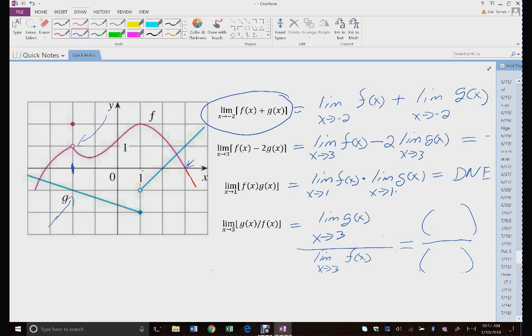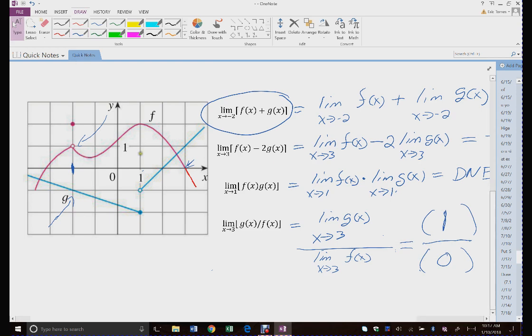Okay, let's take a look down. G of x, we were there before, and here it is. G of x as x approaches 3. 1, 2, 3. G of x is approaching 1. As I look at f of x as x approaches 3, here's f of x. F of x approaches 0. So the limits both exist.